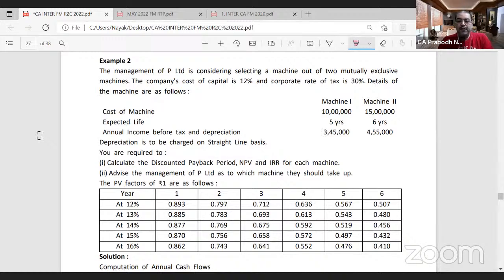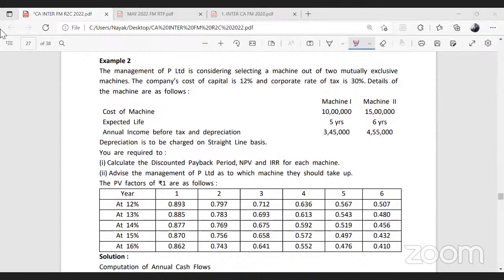Management of P Limited is considering selecting a machine out of 2 mutually exclusive machines. The company's cost of capital is 12% and the corporate rate of tax is given to you as 30%. Details of the machine are as follows. Cost of the machine is given 10 lakhs and 15 lakhs. Expected life is 5 years and 6 years.